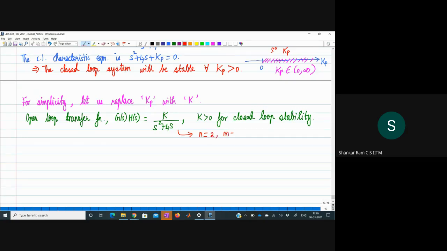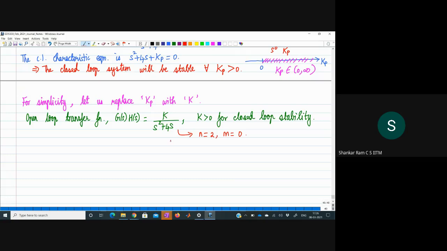Okay, so we can immediately see that as far as the open loop transfer function is concerned, the value of n is 2 and the value of m is 0. If you recall, n is the order of the denominator polynomial of the transfer function, and m is the order of the numerator polynomial. So we can observe that here the denominator is of order 2 and the numerator is of order 0.